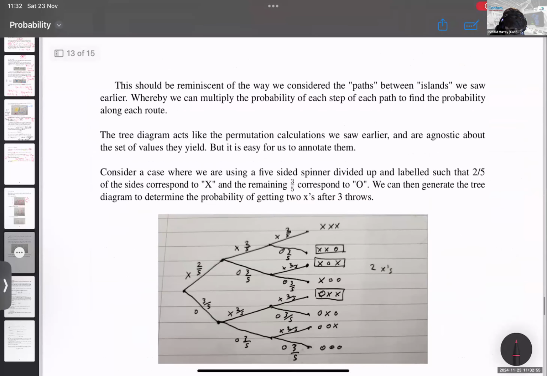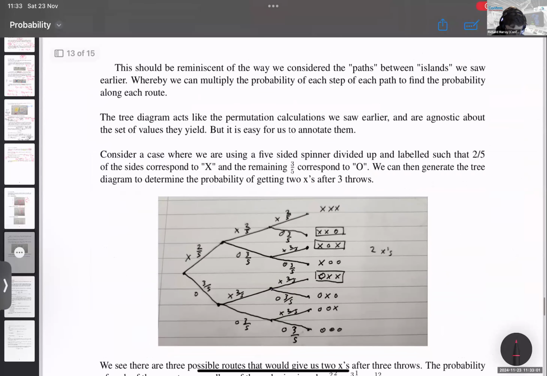And again, this should be very, very familiar to us from the path between the island kind of idea that we had previously, where we can see that there's lots of branching and options. And these act a lot like the permutation options that we had seen previously. They don't really mind how you use them, because the tree diagram itself doesn't understand what the events you're using them on mean.